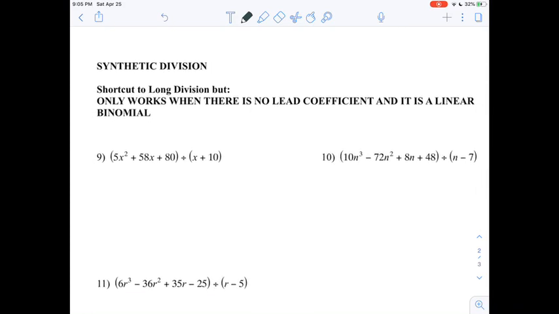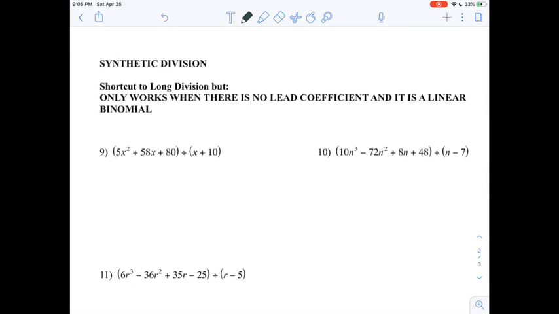Okay, synthetic division. So this is a shortcut to long division. Yes, you have to know how to do both because long division can be used no matter what, and synthetic division can only be used sometimes. So the only time synthetic division works is when there's no lead coefficient in what you're dividing by, and it's a linear binomial.